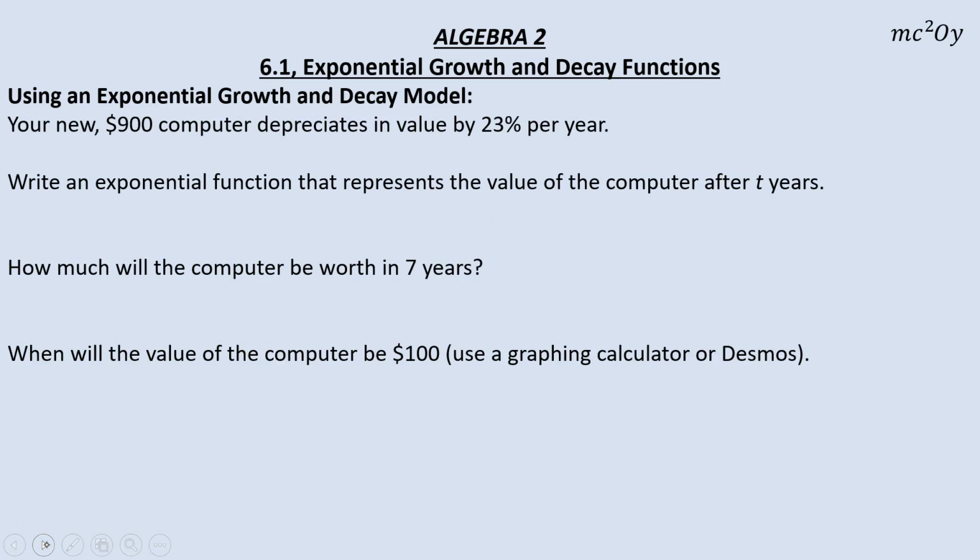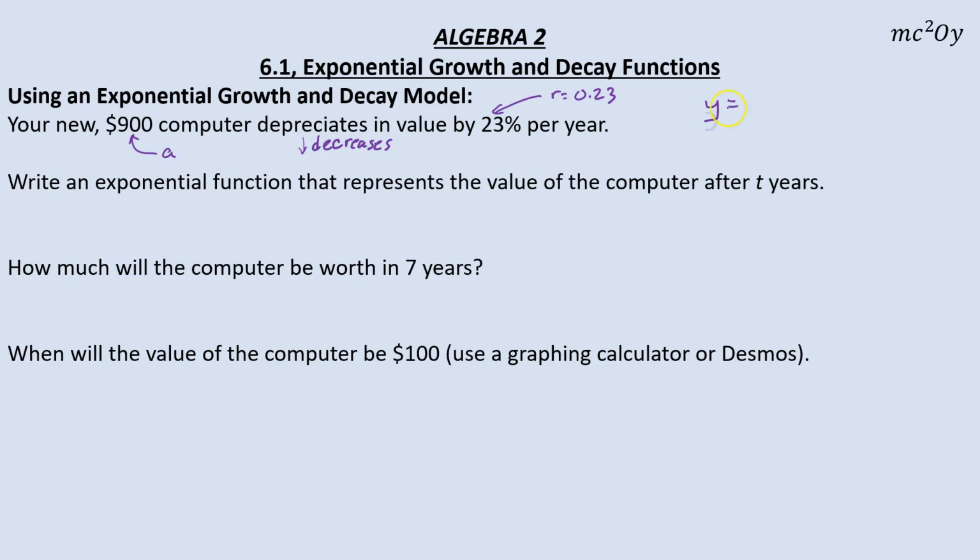Let's look at a different situation. Your new $900 computer depreciates. It means it goes down. You could think of depreciate as decreases. Appreciate, by the way, is increases by 23%. Hey, there's our percent. Our R value is 0.23 as a decimal per year. 900 is our A value.